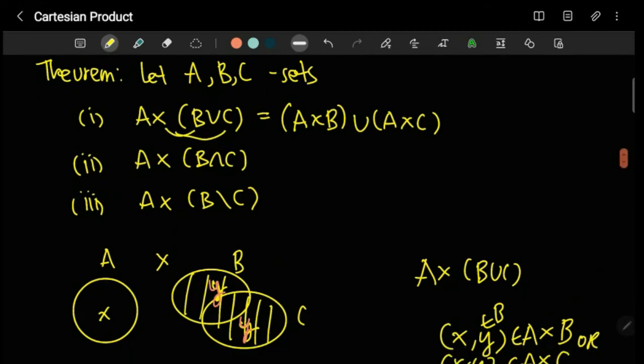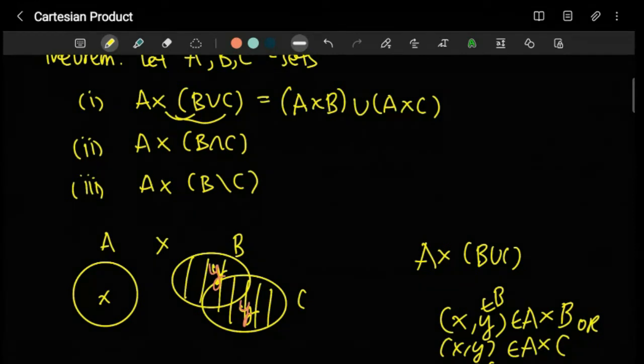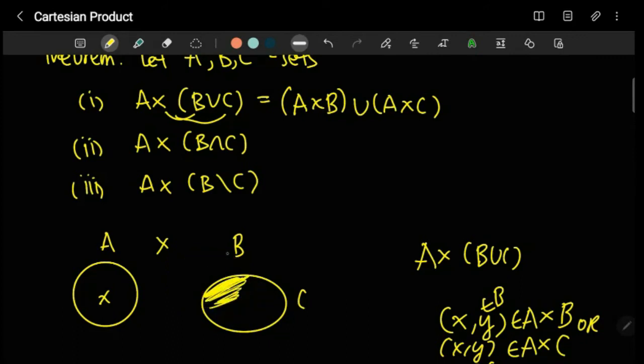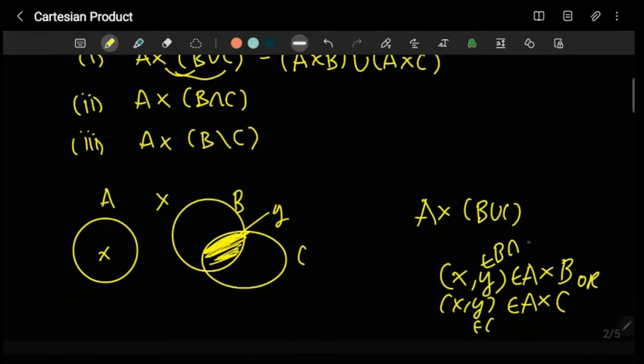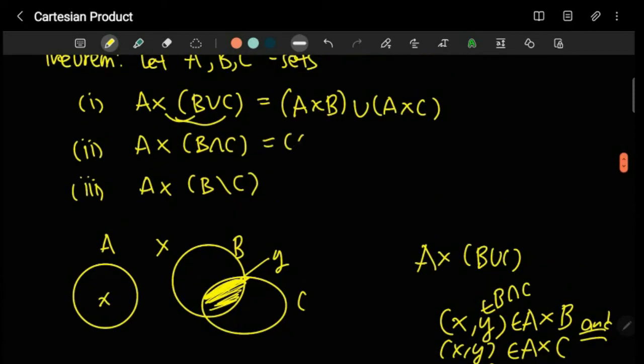Okay. Now, let's take a look at what happens if Y is in the intersection. Now, if Y is in the intersection, of course, this element Y here will be in the shaded region here. So, doon mapupunta yung value na Y. So, if Y is in the intersection, then what happens to the ordered pair XY? So, we know that Y is in B intersection C. So, it's in B, and this time, it's also in C. So, it's an and. So, that means it's the intersection of those two sets. So we can write this as A times B intersection A times C.